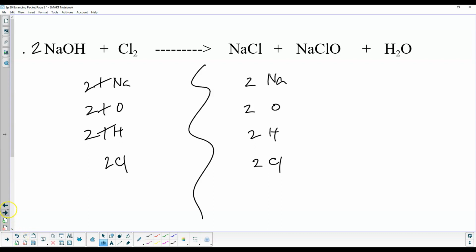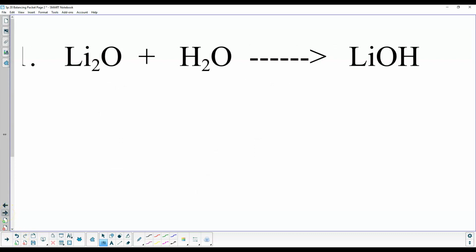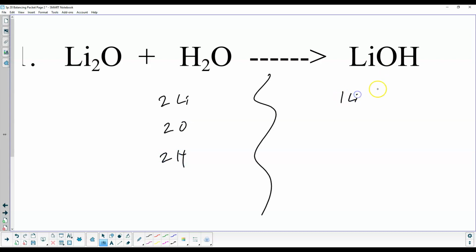Okay. Next, we've got 2 lithiums here. Oxygen there and oxygen there, so a total of 2. 2 hydrogens over here. 1 lithium, 1 oxygen, 1 hydrogen. All you need is a 2 in front. These all become 2. 1, 1, 2 are the coefficients.